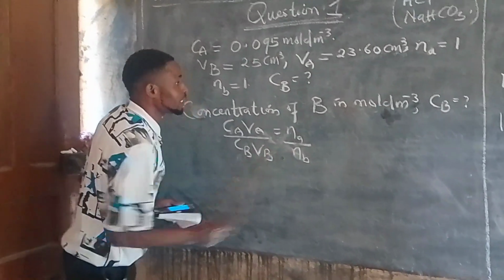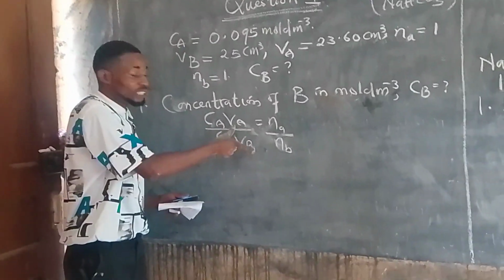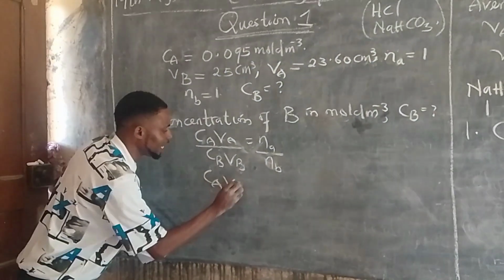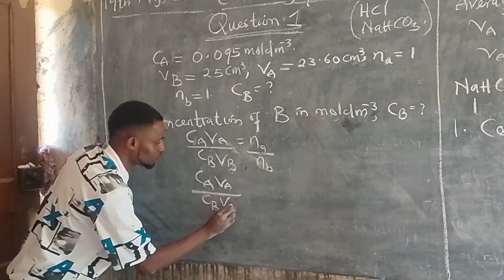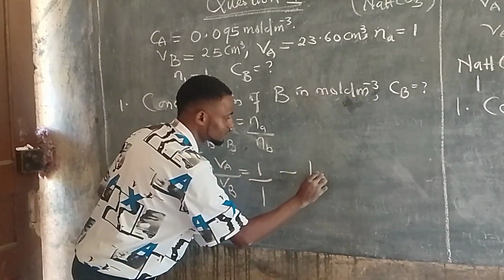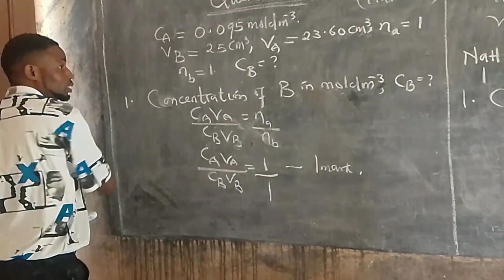Now, careful. Before, there's no mark here. Let me tell you, if you write the formula, there's no mark. Meaning, CA VA over CB VB is equal to the numbers of mole ratio, that is 1 over 1, and this is 1 mark. Do you understand this one, students? This is 1 mark.